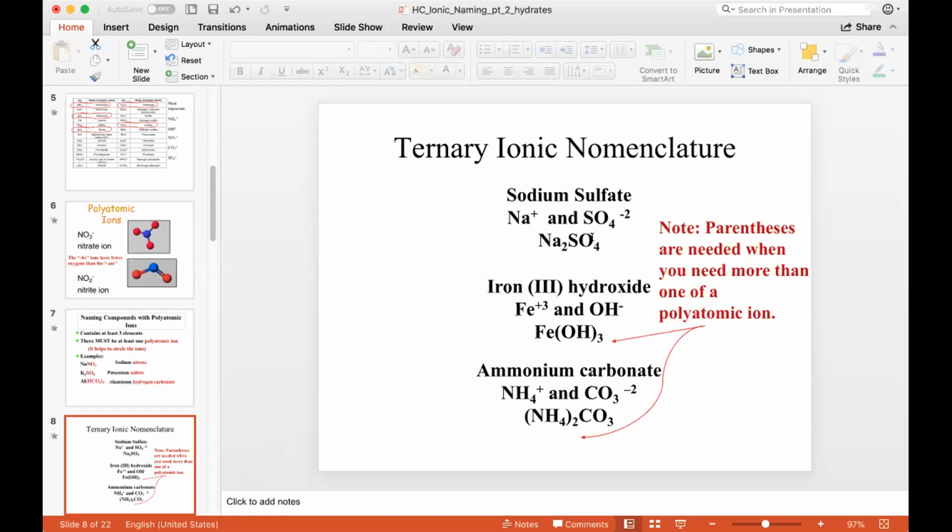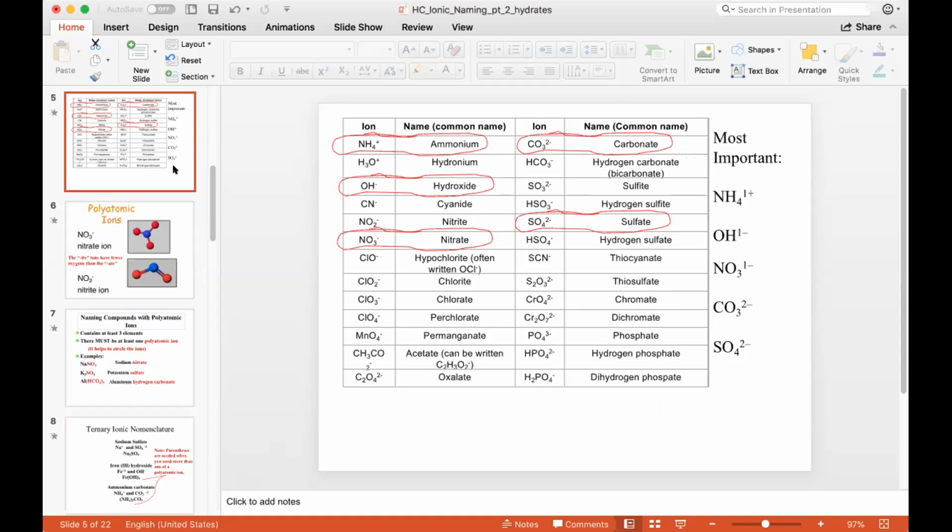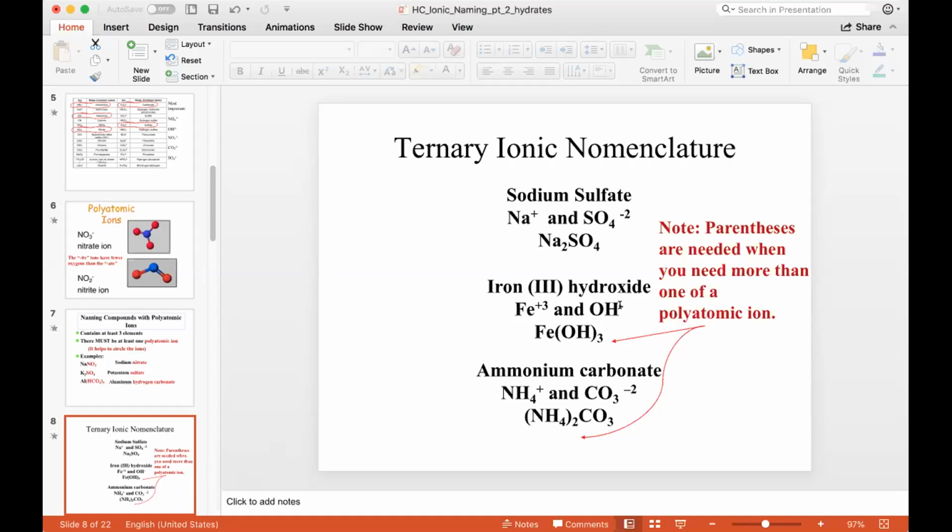But this one mixes in a metal. There's an ion, iron 3, which has a charge of 3, and hydroxide. If you look up hydroxide on the ion chart, you'll find OH. So right here, OH minus is hydroxide. The hydroxide anion has a charge of 1-. You can also just write it as minus.